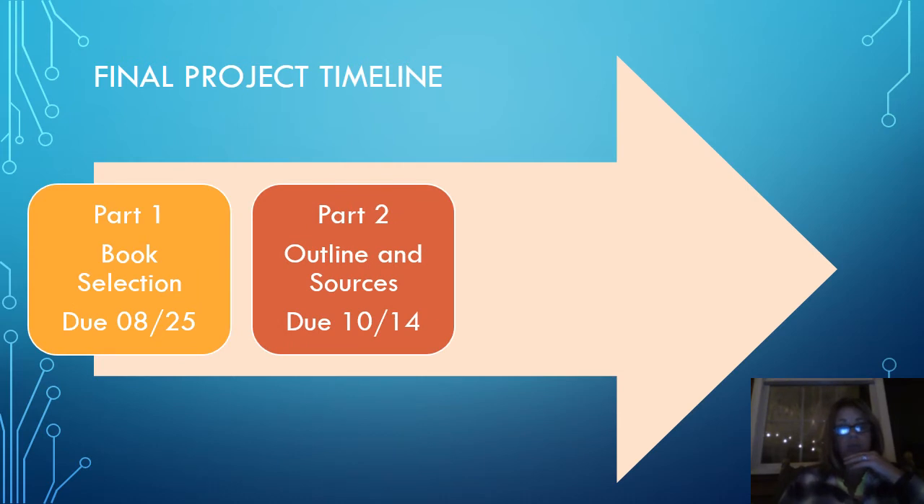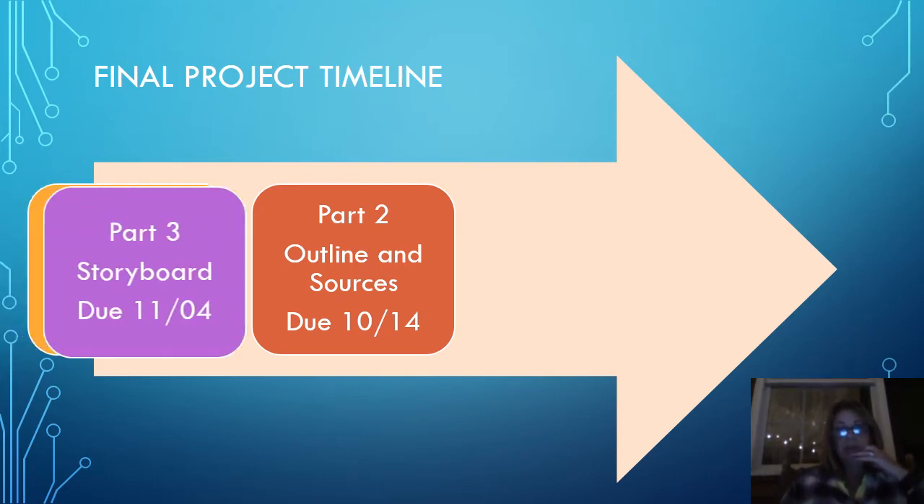Part 2 is due in about 5-6 weeks or something like that. After you've received your book and read through it, I encourage you to take notes as you're reading. You'll put together a basic outline and sources. There's a specific number of sources that you need to use. You'll submit that through that final project link. All the criteria is listed there for you.